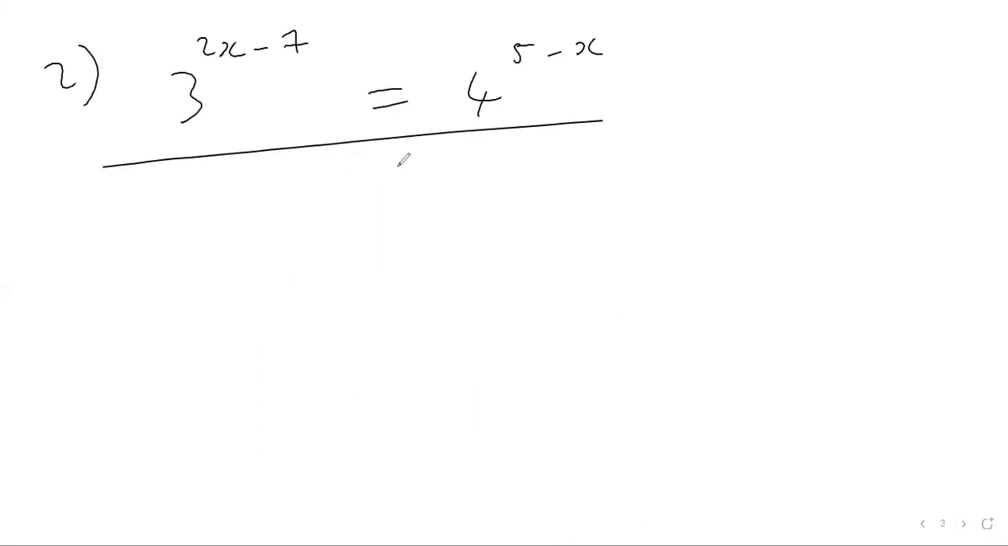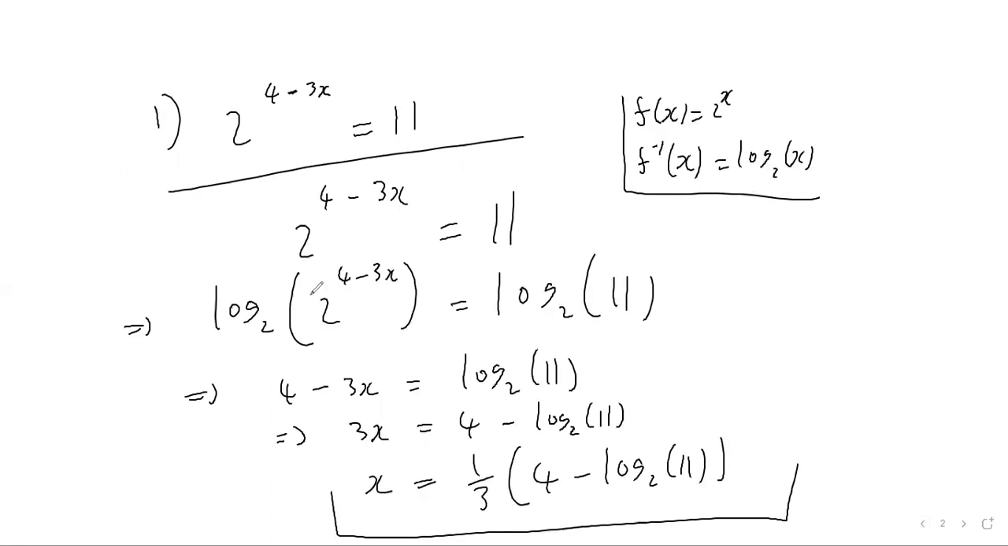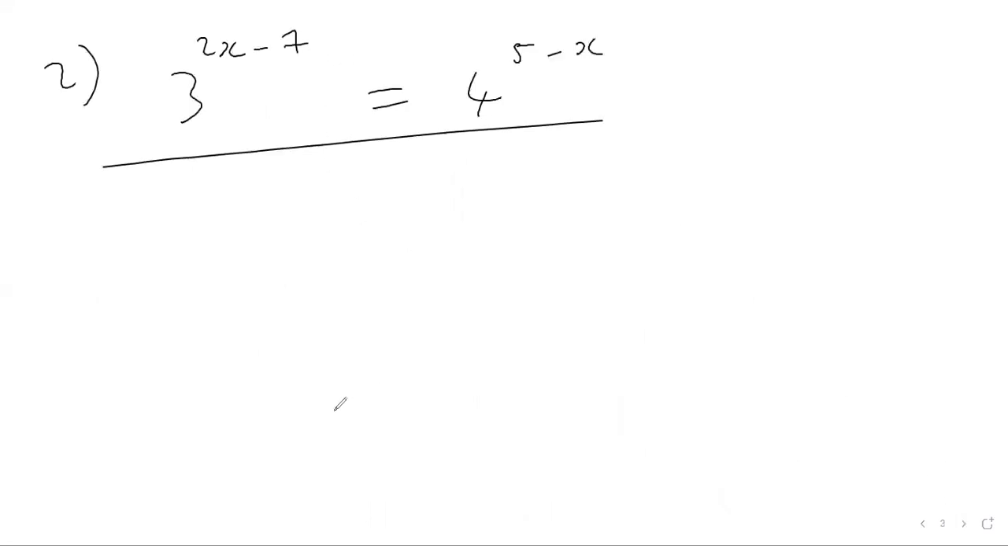Now let's solve this second one here. So you've now got 3 to the power of 2x minus 7 is equal to 4 to the power of 5 take away x. The problem with this one is that we've got different base numbers. So it's not like the previous one where we can just take a log base 2 on both sides, and then you get rid of your base of 2 there. We can't really do that now because we've got different base numbers.